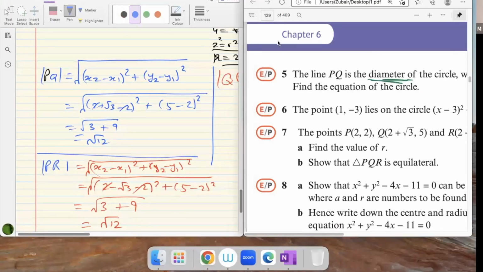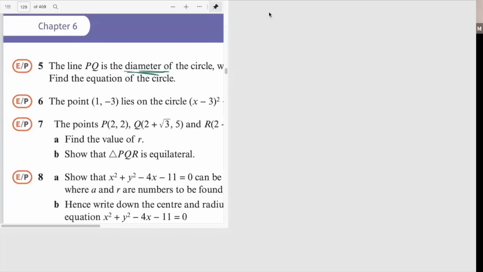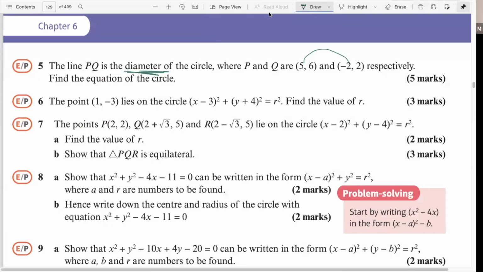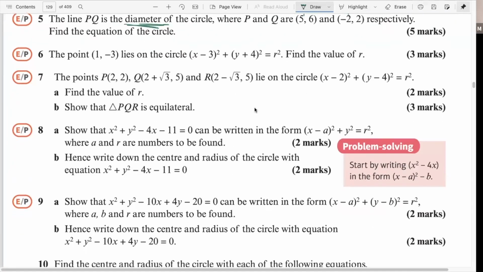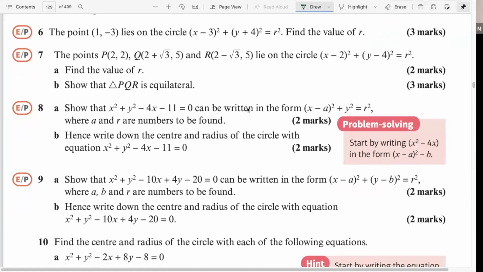This is more or less related with coordinate geometry. Chapter 5, equations and inequalities. Okay, look at question number 8. It says show that this can be written in this form. So it is asking you to convert it into generic form. So we do it directly.